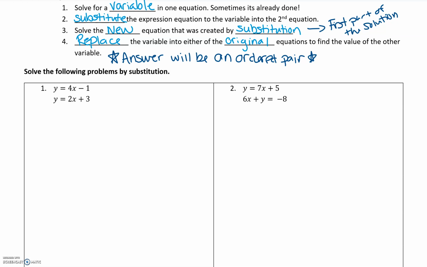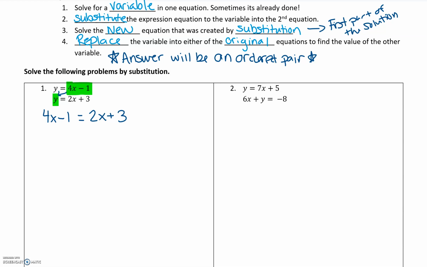It says substitute the expression equal to the variable into the second equation. What that means is we're going to take what y actually equals in that first equation and put it in place of y in the second equation. We're going to write a new equation. Instead of having a y on the left, we're going to have 4x minus 1 on the left. Then we have the equal sign, and then 2x plus 3. So this is our new equation.